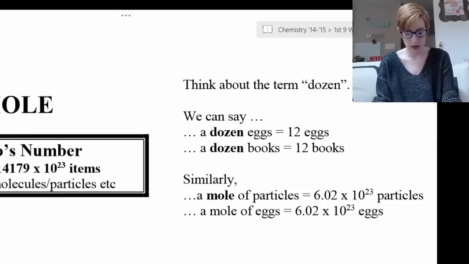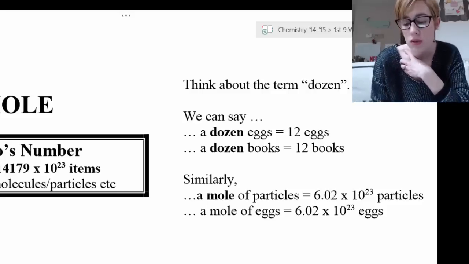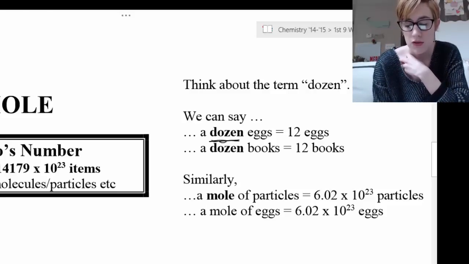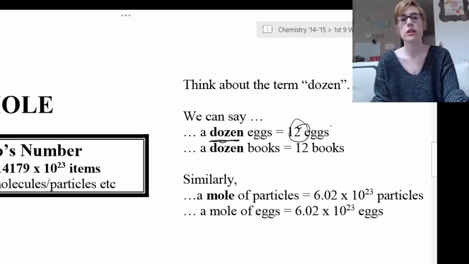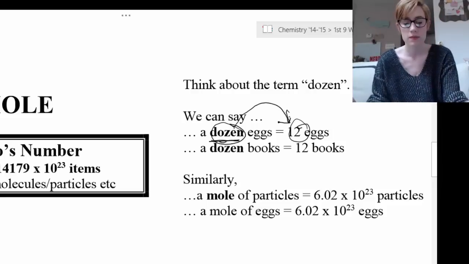When we say that we need 1 mole of atom A, or 1 mole of element B, what does that really mean? Well, if you think about the term dozen, a dozen stands for a number, right? It doesn't stand for a unit, it just stands for a number. A dozen eggs stands for 12 eggs. The word dozen is a direct replacement of the number 12, okay?